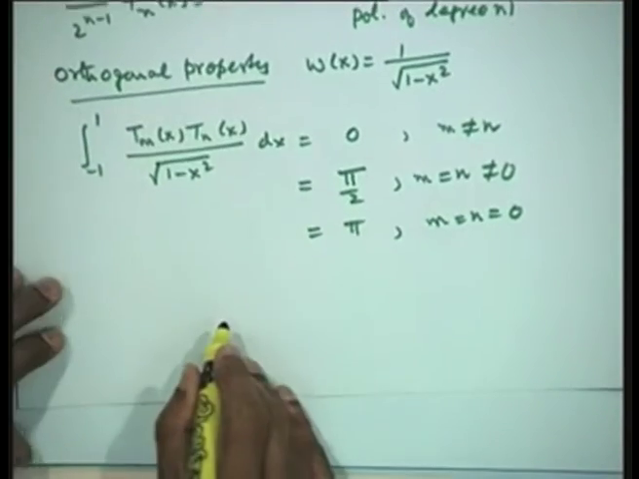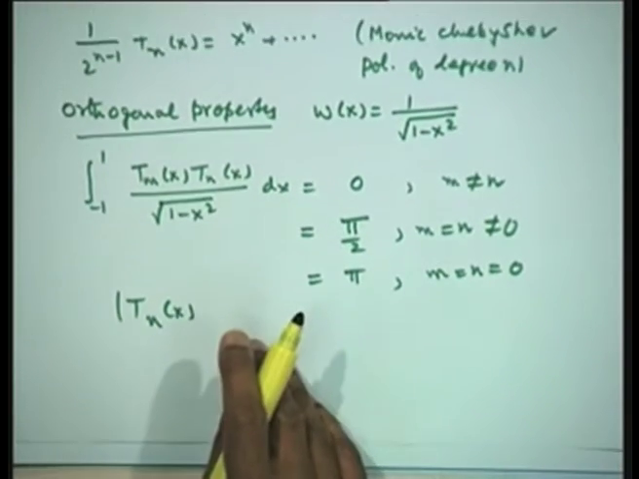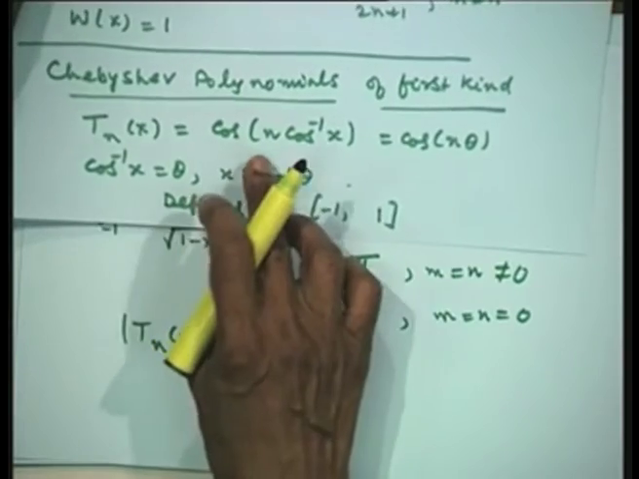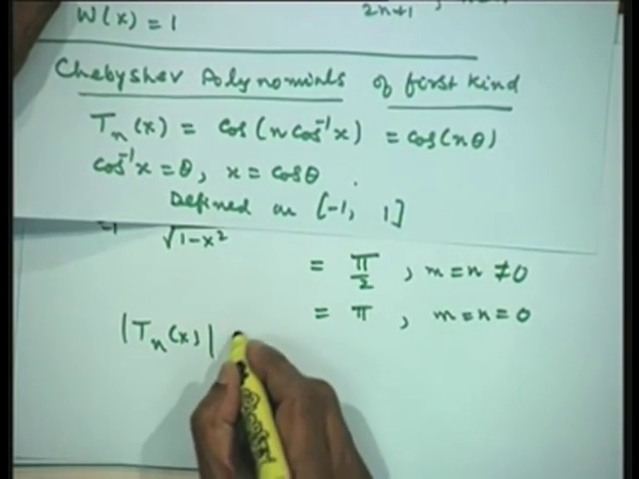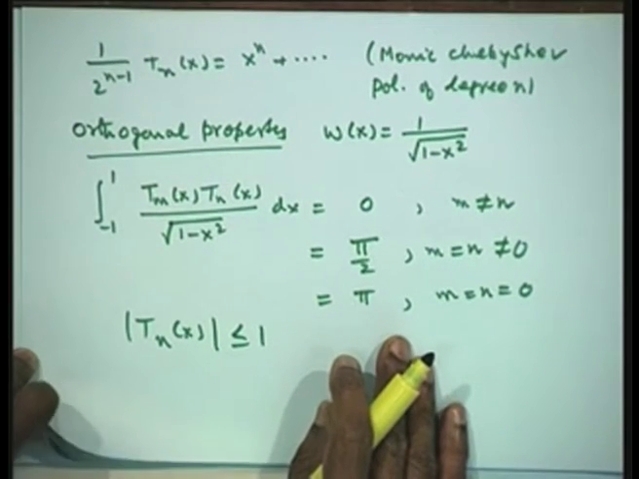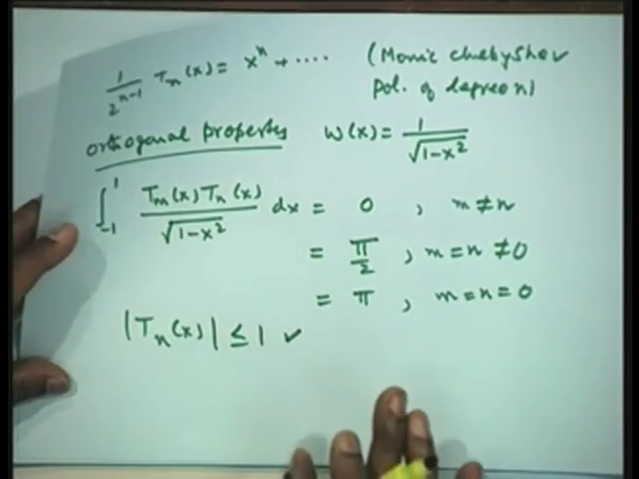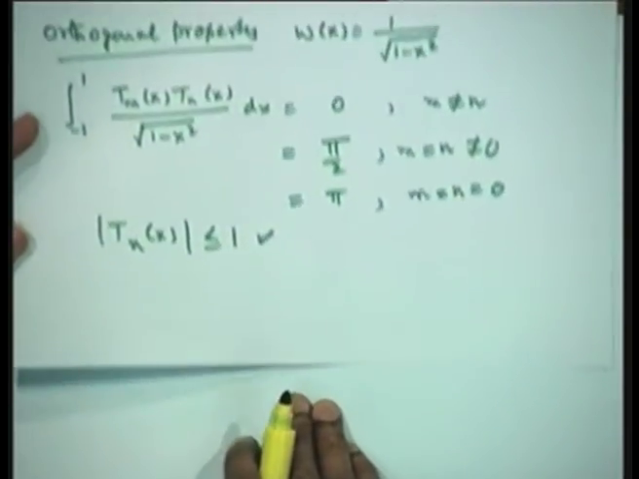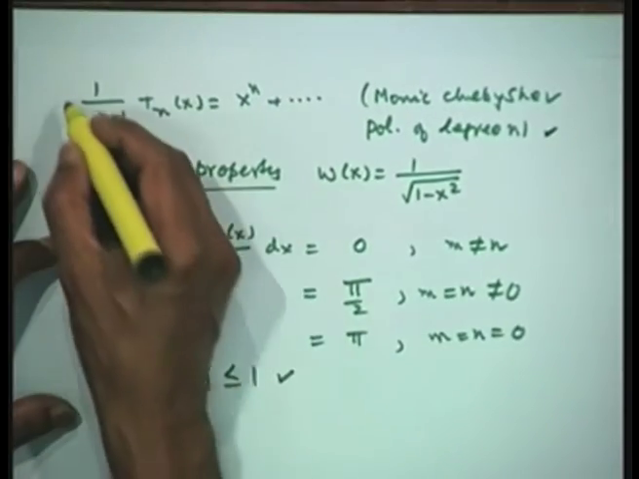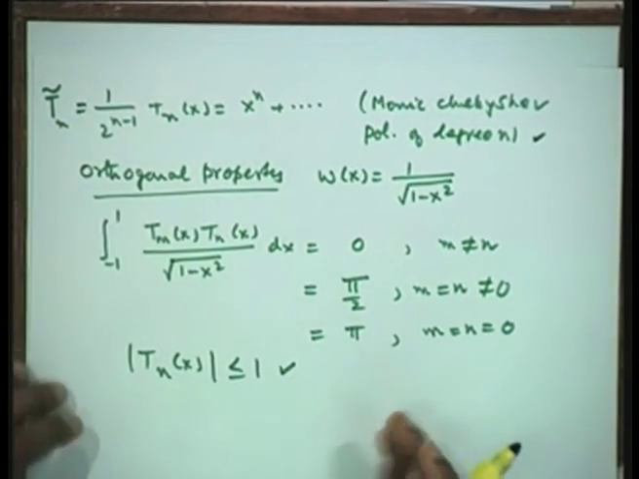Now, the most important thing here is the magnitude of T n x. What is the definition of T n x? It is a cosine function. Therefore, its magnitude is going to be less than 1 always. Therefore, the magnitude of T n x is always less than or equal to 1. Now, this is something very useful for us, that the magnitude of any Chebyshev polynomial is less than or equal to 1. Now, as I was saying, I wanted to use this particular property. What is so great about this one? So, let me denote the monic Chebyshev polynomial by T tilde n.